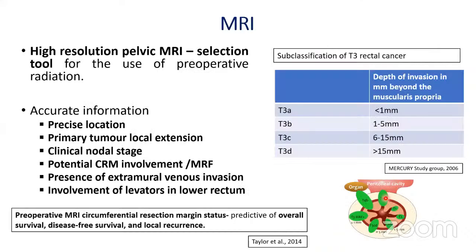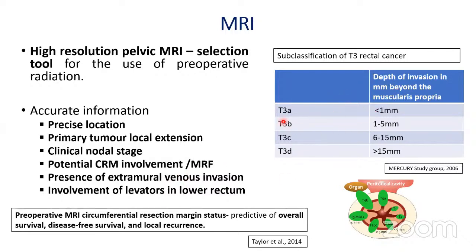So the MRI aspect has been nicely covered by Sir in the previous talk, so I wouldn't go into much detail, but it gives very much information which is required for radiotherapy planning as well as for surgical planning. It gives the location of the tumor and the extension of the tumor, the nodal stage, and then the MRF status and EMVI, as well as the involvement of levators.